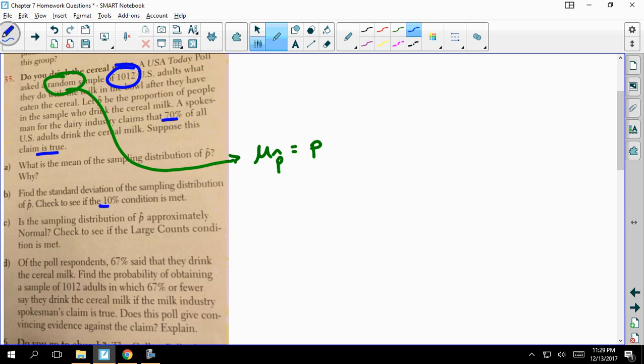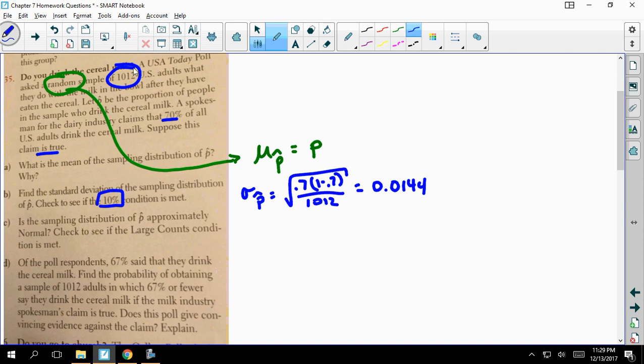Well, if the 10% rule is met, then the standard deviation of p hat is the square root of p times 1 minus p over n, and that's 0.0144. Now that's if the 10% condition is met. So what is the 10% condition?